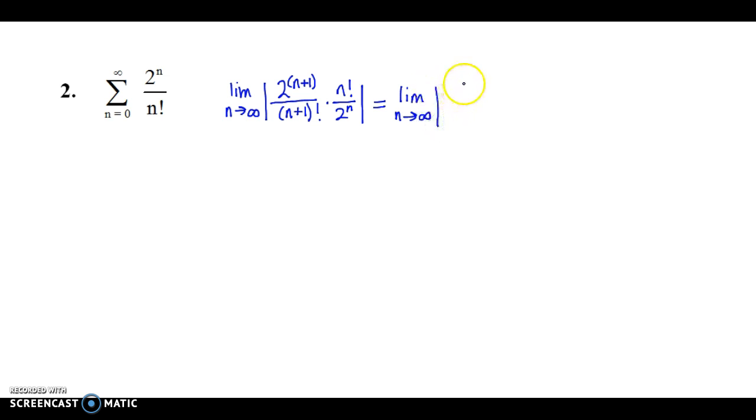So this time, when we simplify it, we're left with a 2 in the numerator and an n plus 1 in the denominator, so that when we evaluate this, we get 2 over infinity. 2 is a small number in general, but when you divide it by infinity, which just keeps getting bigger and bigger and bigger, the result of this fraction approaches 0. And since 0 is less than 1, that tells us that this converges.